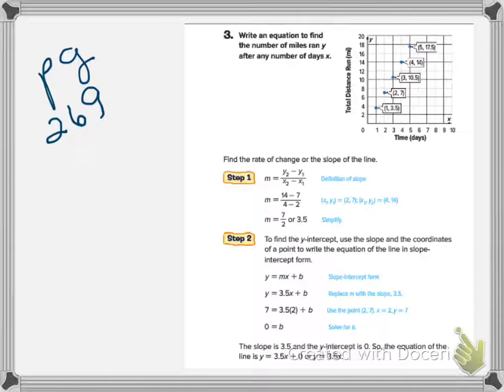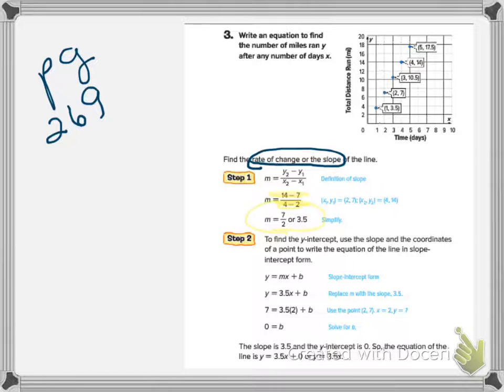So the rate of change is constant, and we know that the rate of change is the same thing as slope. So another route when we're looking at writing an equation is to find that rate of change using the slope formula. And they've chosen to do y minus y, 14 minus 7, over x minus x, 4 minus 2, and of course resulting in a rate of 7 over 2, or a slope of 3.5.